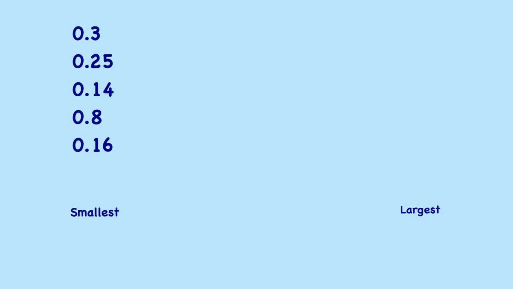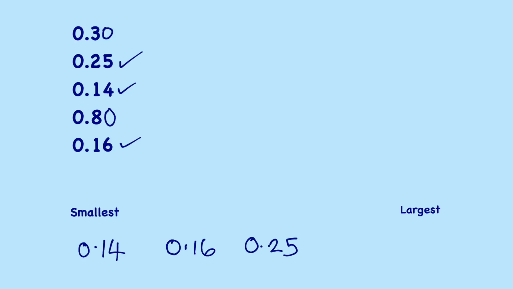How did you do? Right, so first thing we're going to do is we can add a 0 onto the ends of our decimals, and then it makes it much easier to compare them. So I can see now that my smallest decimal is going to be 0.14. Then my next smallest is going to be 0.16. Then I can see it's 0.25. Then 0.3 or 0.30, and then 0.8 or 0.80 is my largest. Well done.